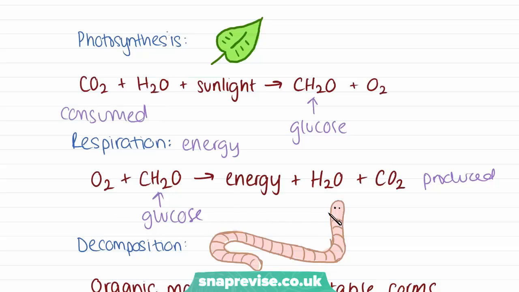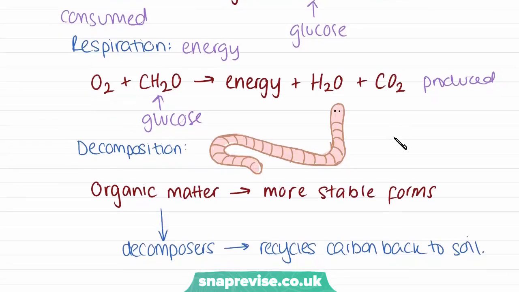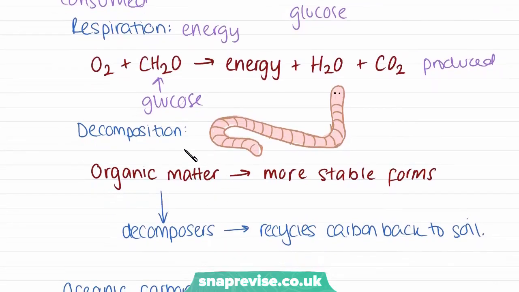So that is carbon movement here, but we also get carbon movement in decomposition, and this is when organic matter such as dead plants and animals are decomposed by decomposers such as worms to form more stable forms of carbon that are put back into the soil of the earth. And this recycles the carbon back into the soil, as said here, by decomposers such as little organisms like worms.